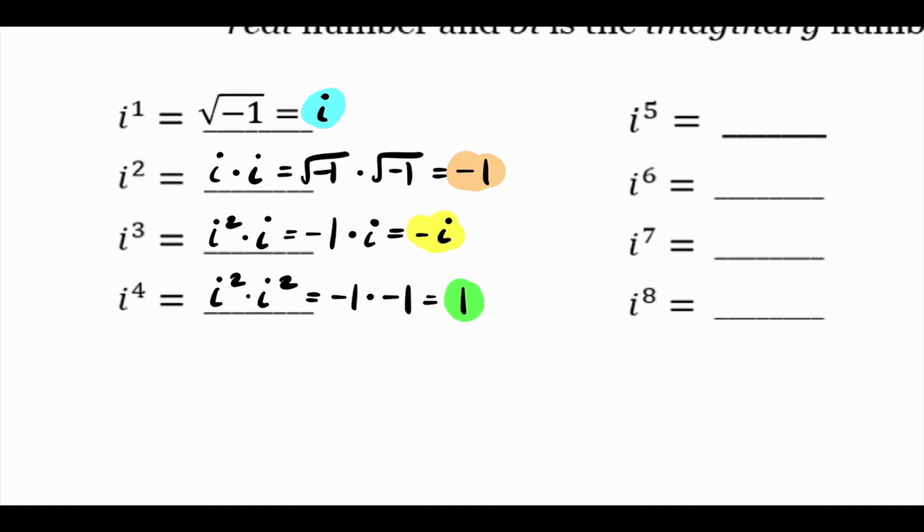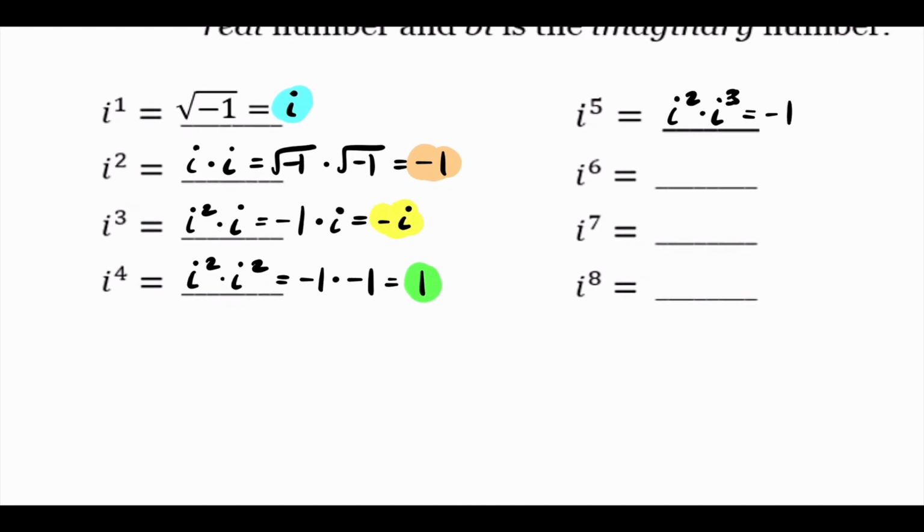Let's go to i to the 5th. How can I break down 5 using things I know already, using i to the 1st, i to the 2nd, i to the 3rd, i to the 4th? How about i to the 2nd and i to the 3rd? I already know those answers. i to the 2nd was negative 1. i to the 3rd is negative i. What do I get if I multiply negative 1 times negative i? Positive i. I've gotten that answer before, so let me give it that color, blue.